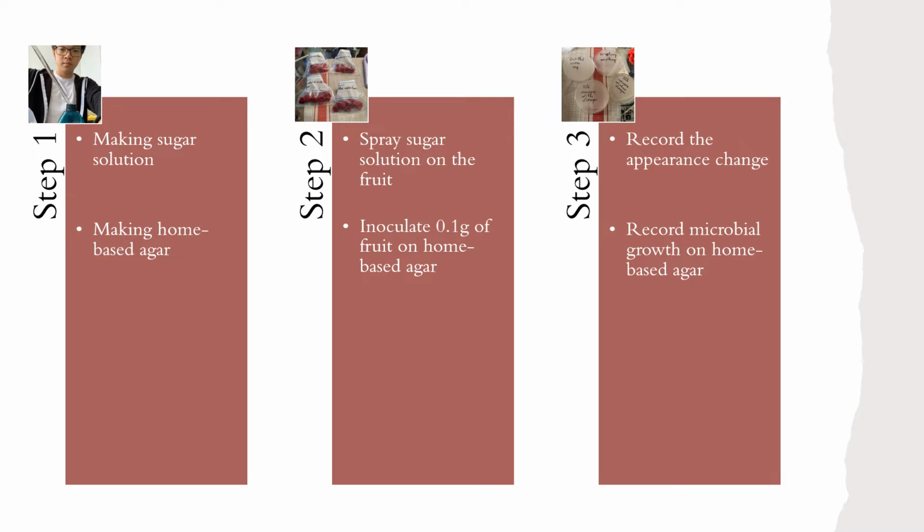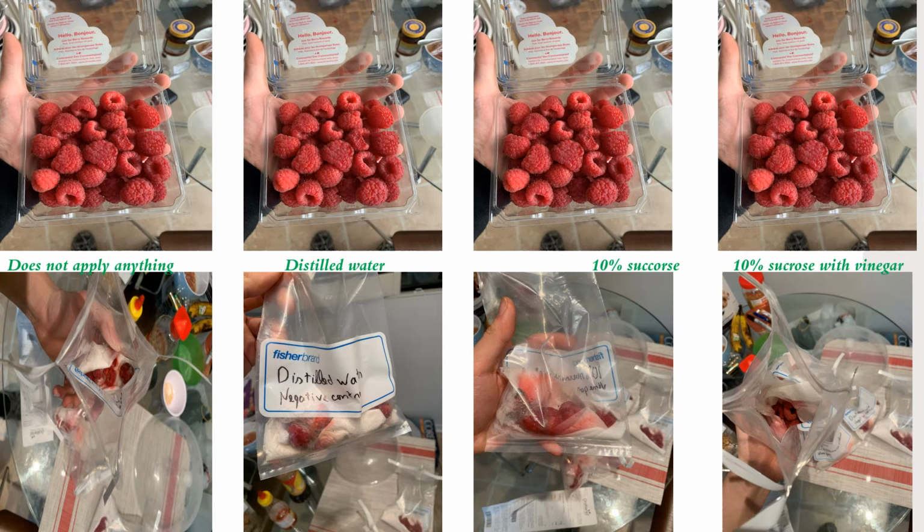So this is the summary of my steps. First, we make the sugar solution and the home-based agar, and afterwards, I will spray the sugar solution on the fruit and also inoculate 0.1 gram of fruit onto the home-based agar. Afterward, I will record the appearance change, and after 3 days, I will observe the microbial change on the home-based agar. I have some pictures of my results for the appearance change. The first row is when I bought the fruit, and the second row is the last day of the experiment.